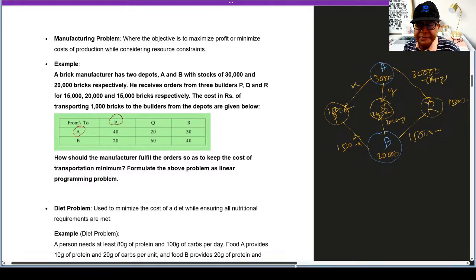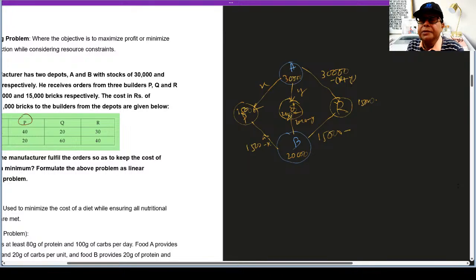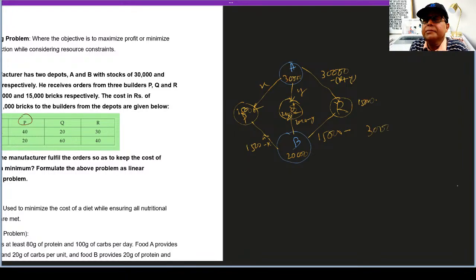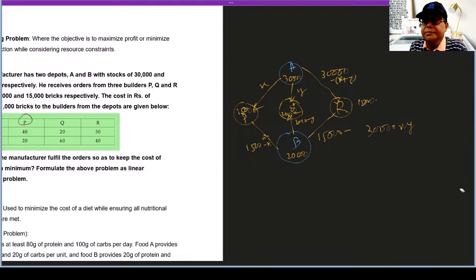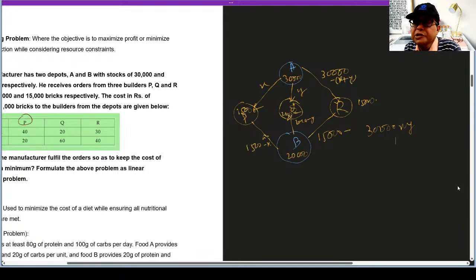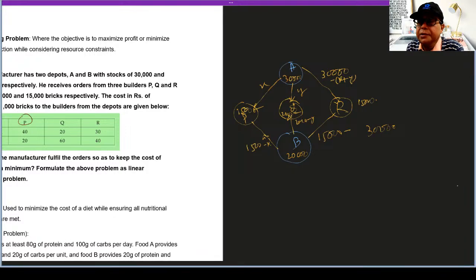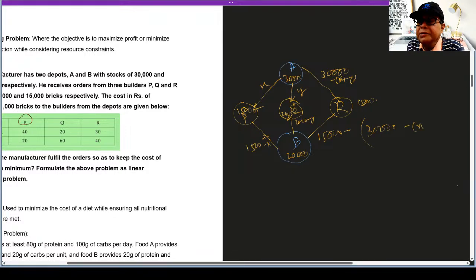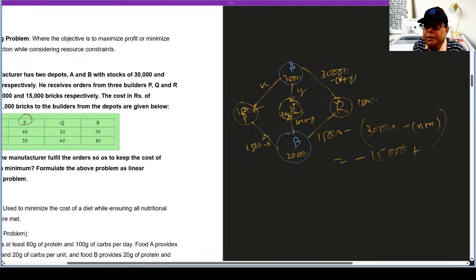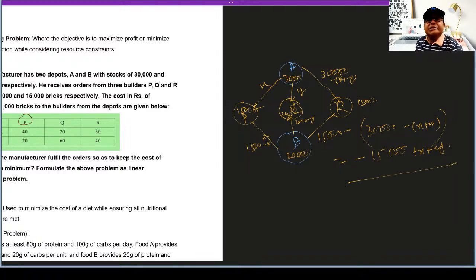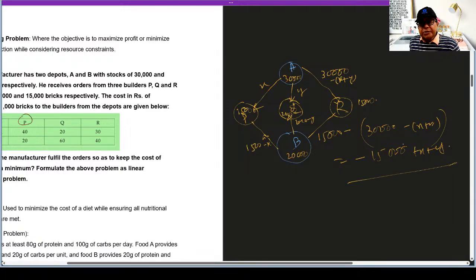So 15,000, just let me write, this minus 30,000 minus X minus Y. Just 15,000 minus 30,000 minus X minus Y. So there will be minus 15,000 plus X plus Y. Check once whether correct or wrong.